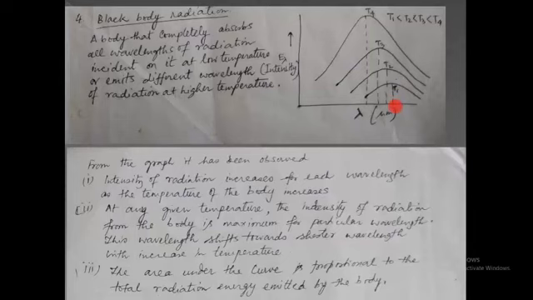Lambda m stands for what? It stands for the value of wavelength where the energy density is maximum. Now moving to the next slide, this statement basically comes in the form of a law.